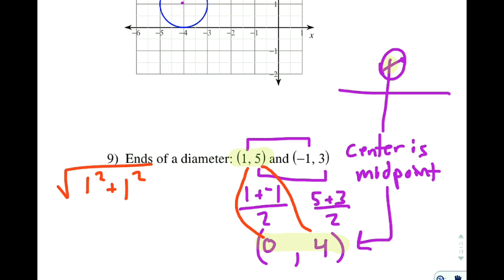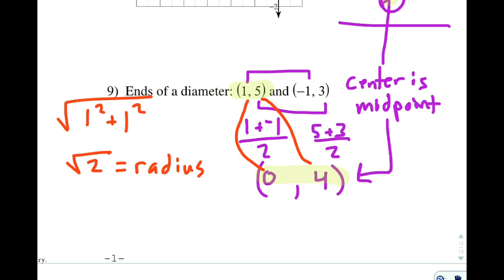Take the square root of that. So we have 1 squared is 1, 1 squared is 1, 1 plus 1 is 2. So the square root of 2 is the radius. One reason to do the radius as the distance from the center to one of the ends instead of half of the distance between the ends is sometimes cutting a root in half is actually difficult to do. So this is going to be the safer bet. So I know my center, I know my radius.